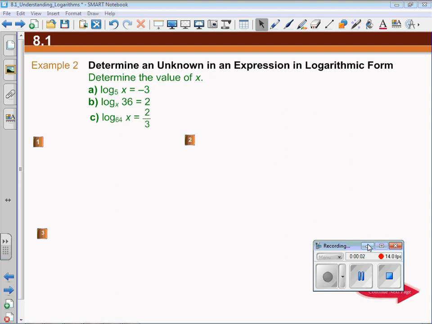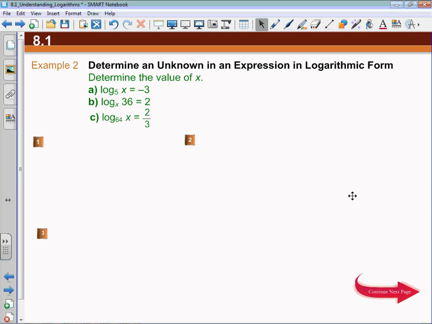Okay, example 2 in 8.1 for Math 30-1, looking at some more complex equations involving the logarithm. All of these are done by switching from log form to exponential form and vice versa. And as you get better and better at this, you might not have to do that, but at least initially, that is going to be the technique that we focus on.